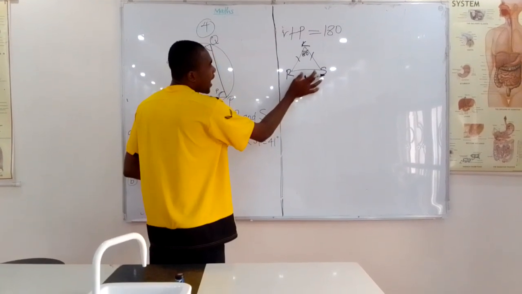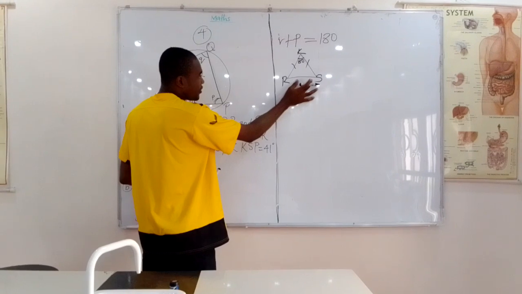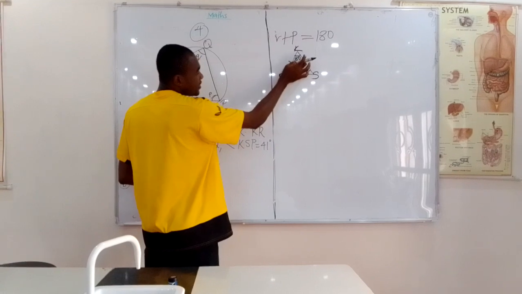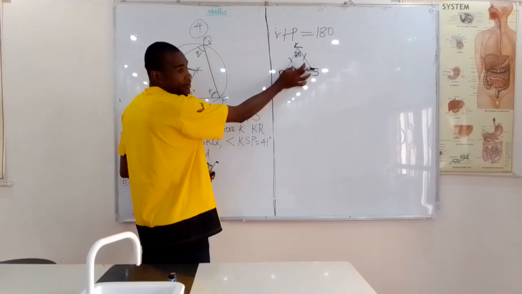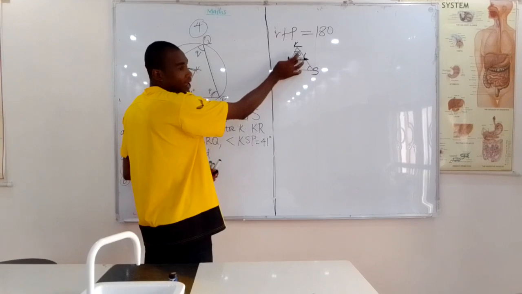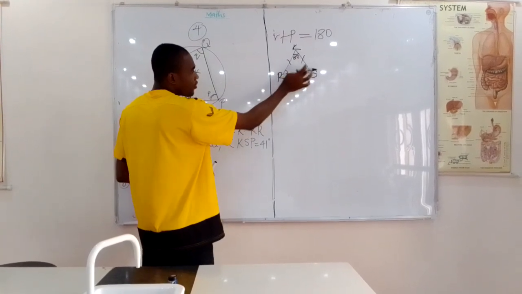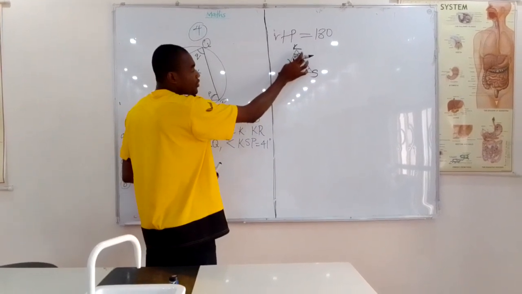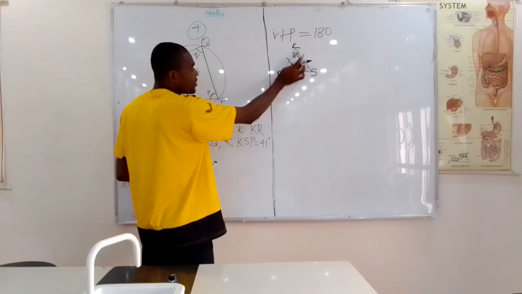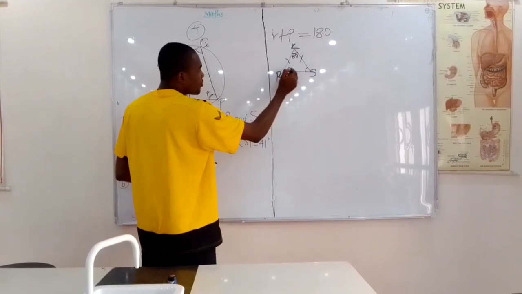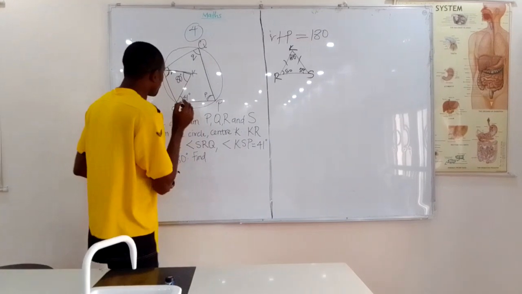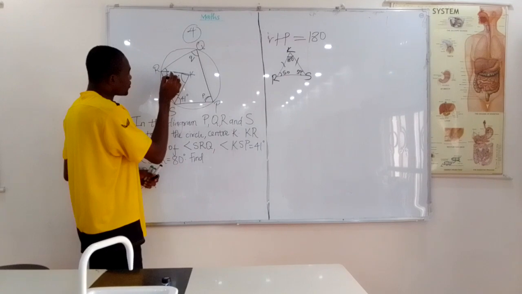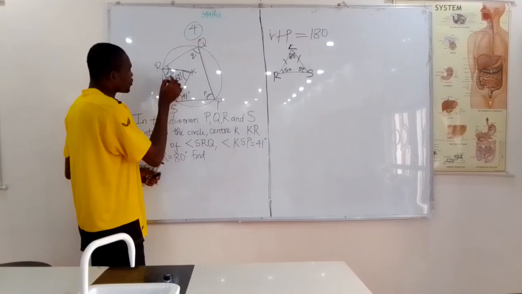Looking at this, we have an isosceles triangle. The base angles of an isosceles triangle are always equal. The sum of the angles in a triangle is 180, and you already have one angle to be 80. The remaining angle sum is 100. We divide it into 2, and we have 50 here and 50 here. So this place is 50, and from here to here is also 50.